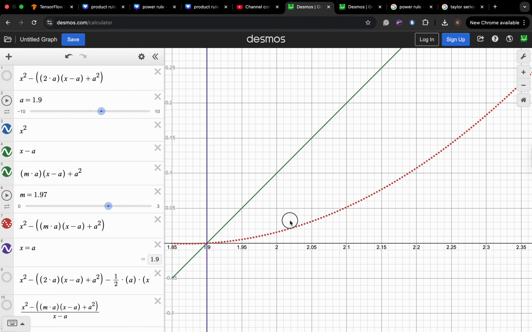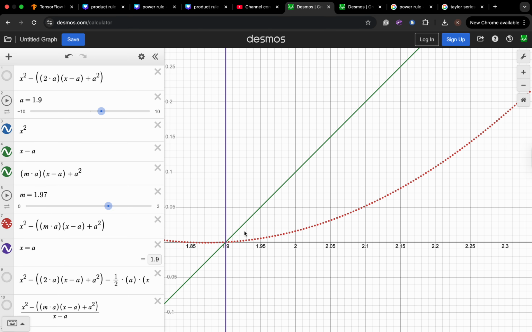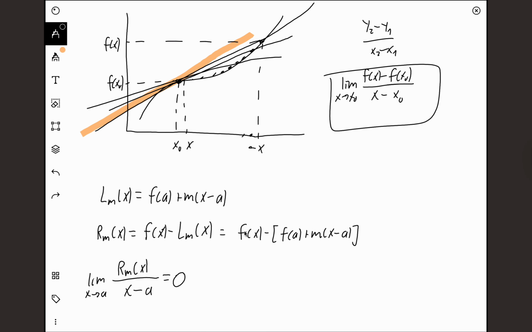But our error function is going to 0 so much faster that if I take their quotient, it will equal 0. For example, let's say a is 2, and x equals 1.9. Well, then maybe our remainder of x, our error function, is going to be 0.0001. We are that off from the actual function.